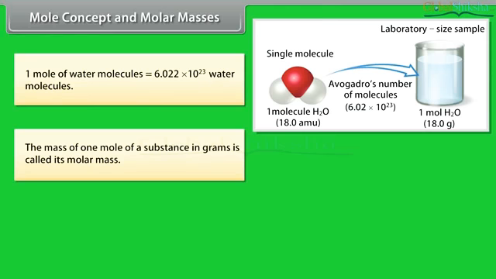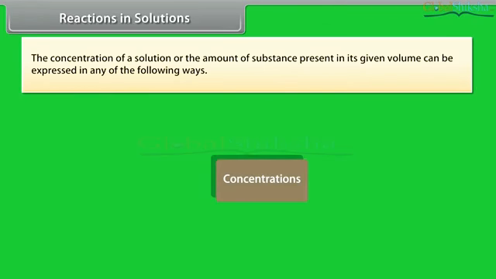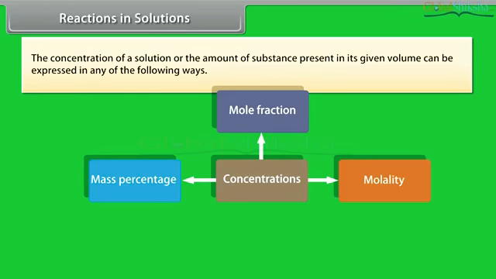The mass of 1 mole of a substance in grams is called its molar mass. Molar mass of water is equal to 18.02 gram. Molar mass of sodium chloride is equal to 58.5 gram. Reactions in solutions. The concentration of a solution or the amount of substance present in its given volume can be expressed in any of the following ways. 1. Mass percent or weight percent. 2. Mole fraction. 3. Molality. 4. Molarity.